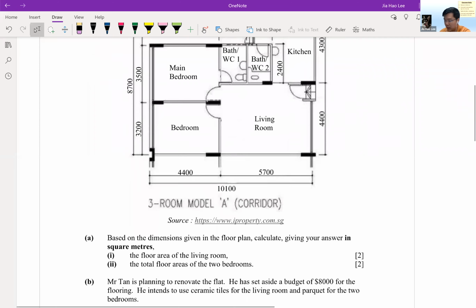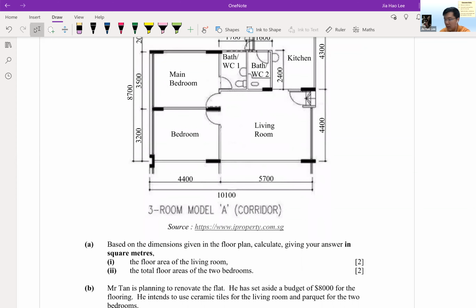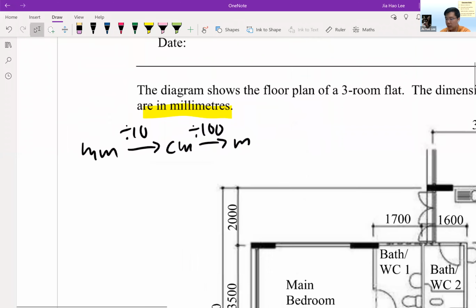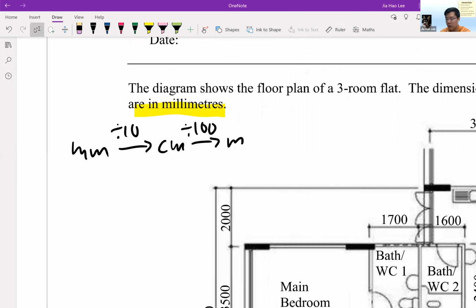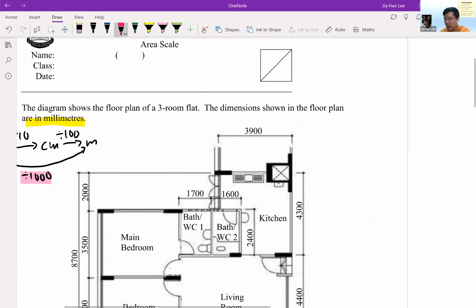Here, if you look at the question in the later part, it says, give your answer in square meters, meaning that all I need to do is convert the numbers into meters, and that's sufficient. I don't have to go all the way to km. So back to my conversion unit here, mm to cm to meter, divide by 10, divide by 100, which means that if I go from mm to m straight away, I just need to divide by 1000, and that's the one I'm going to use. I'm going to be using this most of the time, divide by 1000.